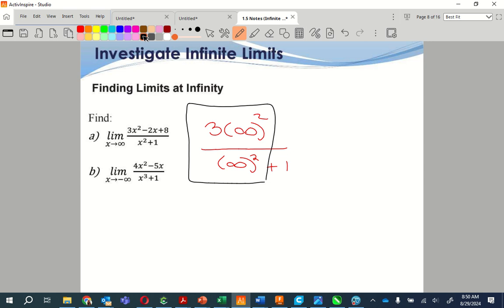That's why I brought up the horizontal asymptotes before. The same rule applies to infinity, that it's going to end up going to just 3. Because no matter how large infinity is, it is still infinity squared over infinity squared, and that's 3 times infinity. So that coefficient and this coefficient are the only ones that matter. What about B?